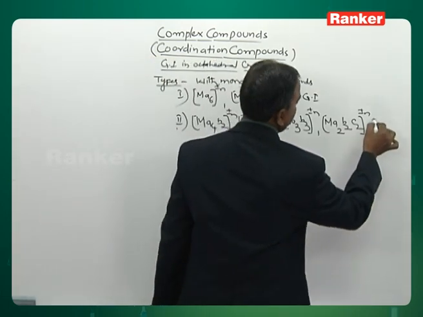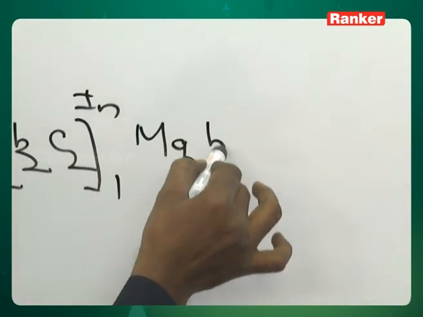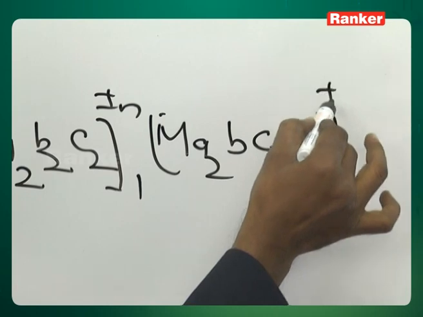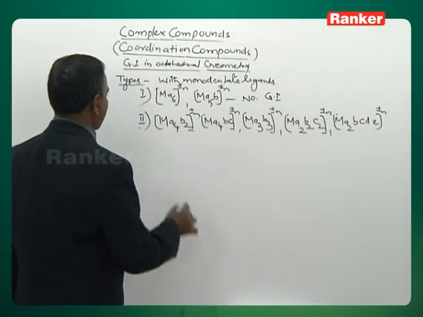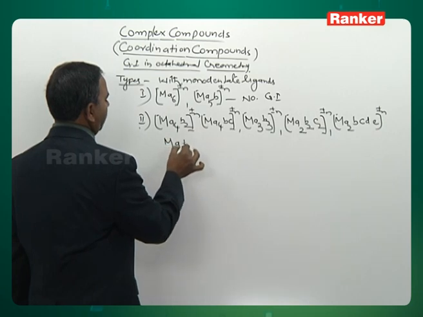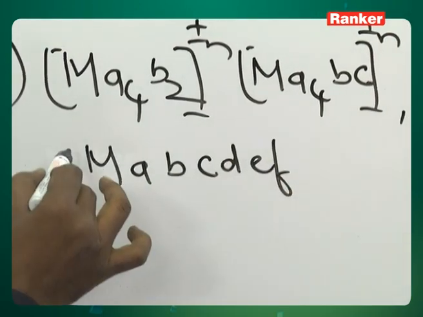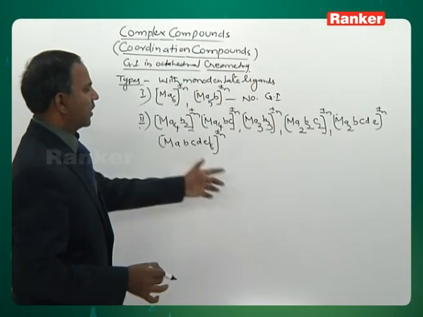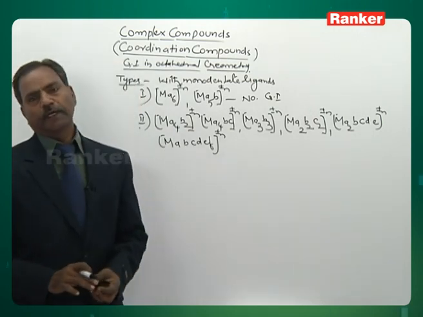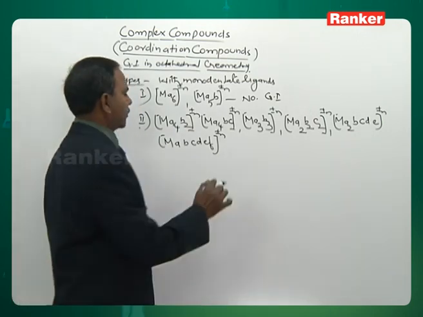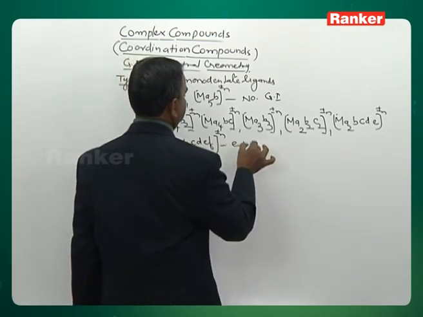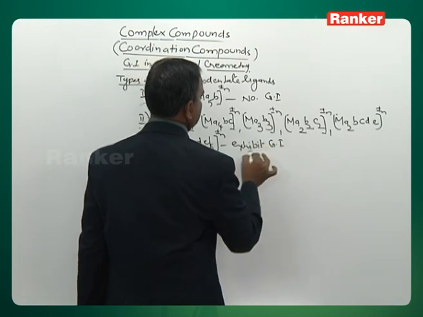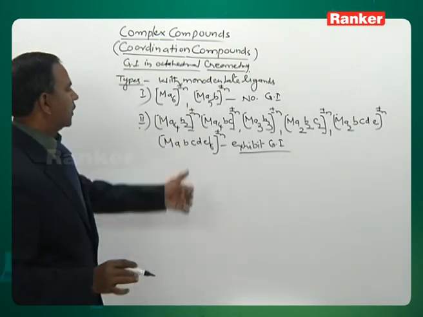Next, you can also take Ma2BCDE plus or minus n. Next, MaBCDEF. So all the 6 ligands are different from each other. All these complexes, all these models exhibit geometrical isomerism. Let us see one by one all these different types.